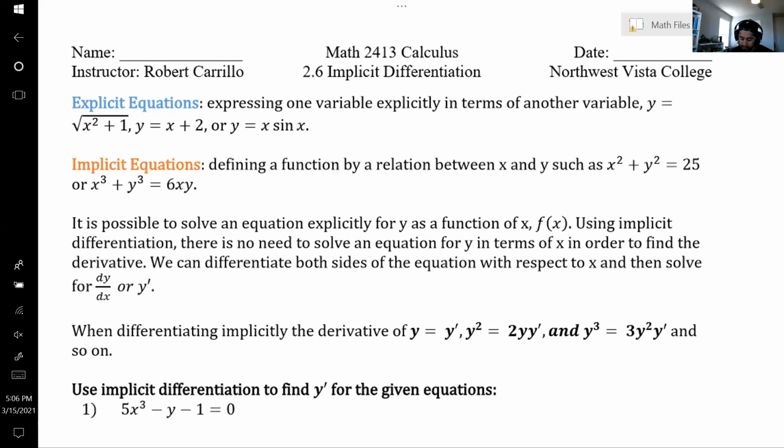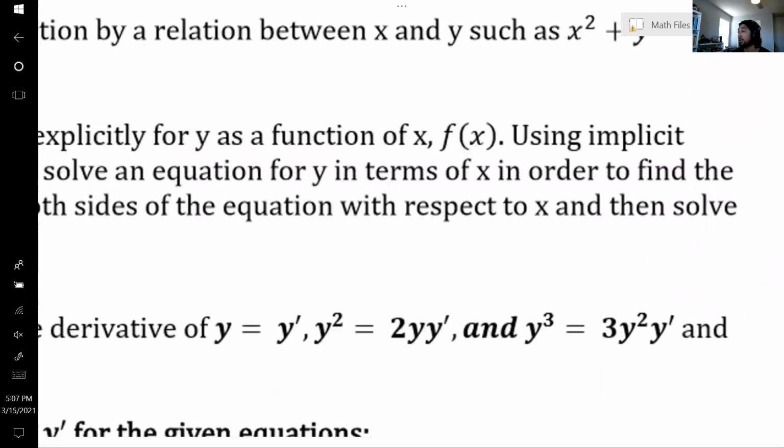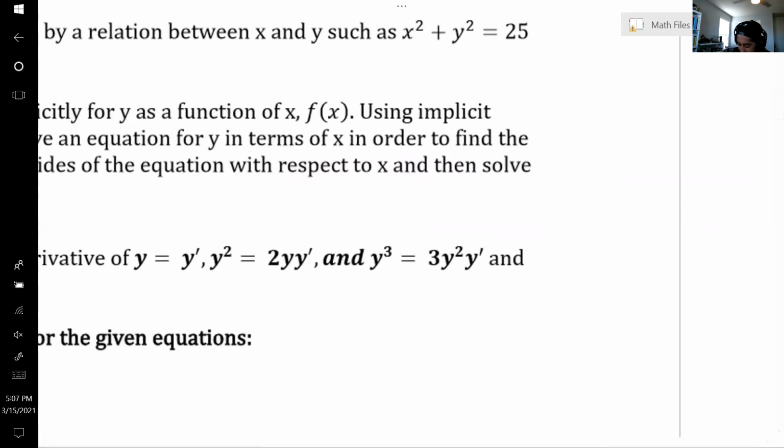Okay, a couple of notations of what I use, and WebAssign uses, and the book uses. I like to keep the notation simple. Whenever you are taking the implicit derivative of y, it is going to be y prime. The implicit derivative of y squared is going to be 2y y prime, and the implicit derivative of y cubed is going to be 3y squared y prime. But let me dive a little bit more into the notation of why this is.